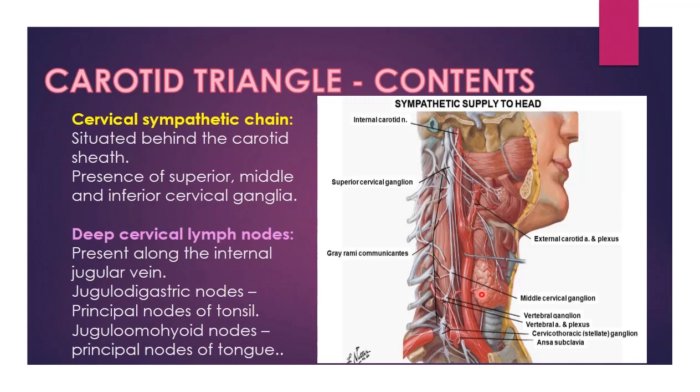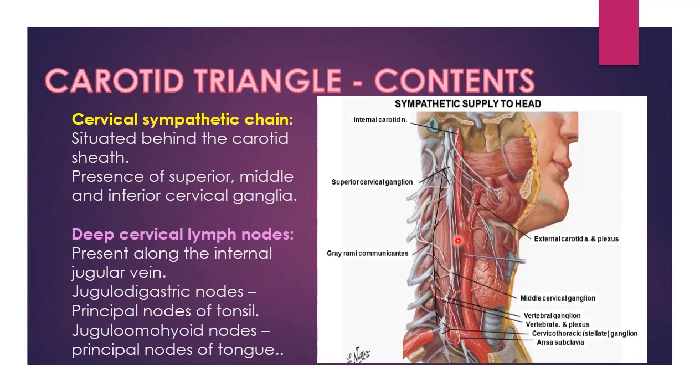Now, the cervical sympathetic chain is mainly formed by three ganglia, the ganglionated chains: superior, middle and inferior cervical ganglia. You can see that. They are mainly responsible for the sympathetic innervation of the head, neck, upper limb and also give branches to the heart.